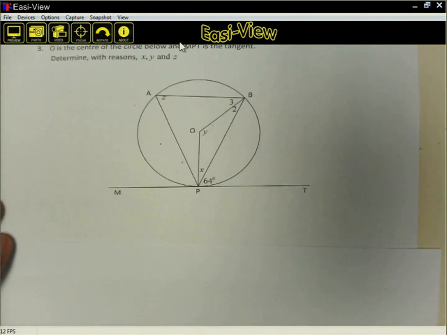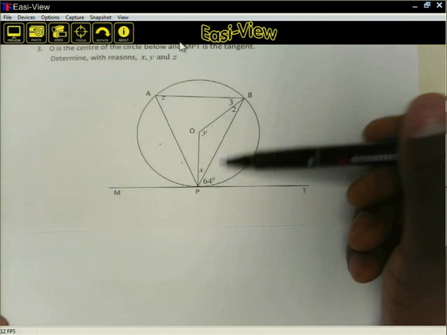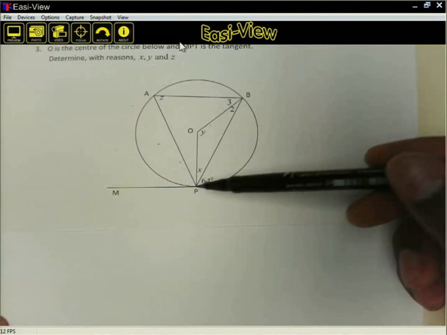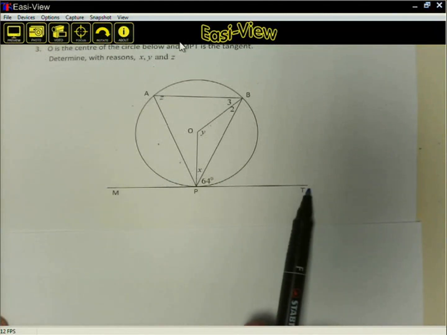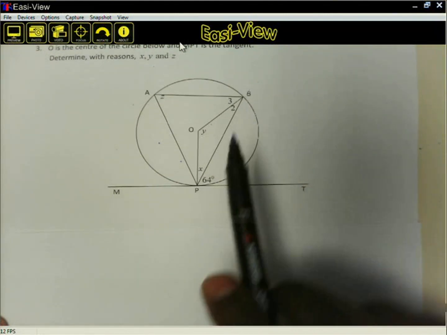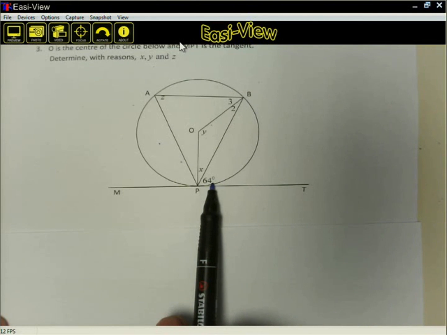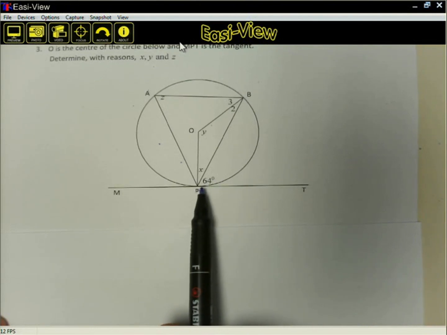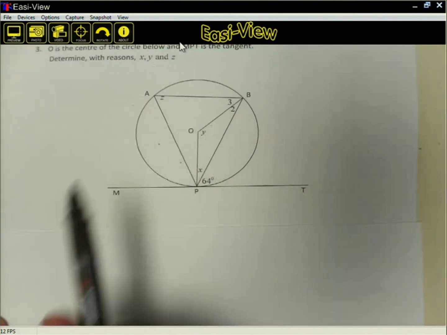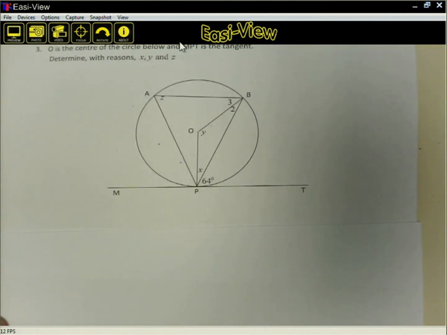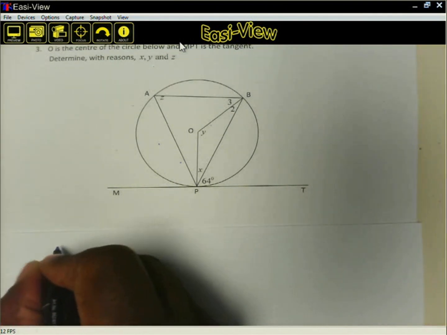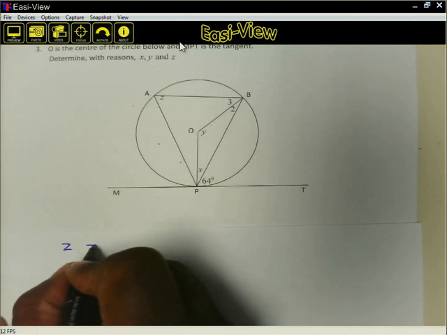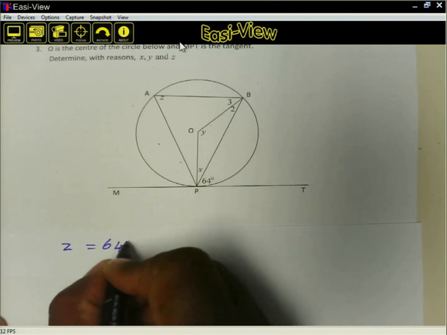From the theorem that we have just proven earlier on, check 64, check z. Remember, MPT is a tangent. PB is a chord. Therefore, 64 is an angle between a tangent and a chord. And according to the Tan-Chord theorem, the angle between a tangent and a chord is equal to the angle in the alternate segment. That's why we say z in this case. If we have to solve, z is equal to 64 degrees.